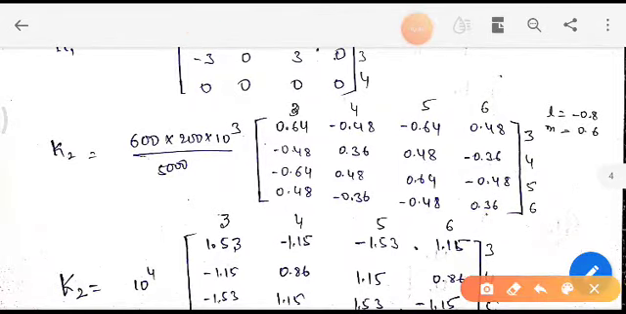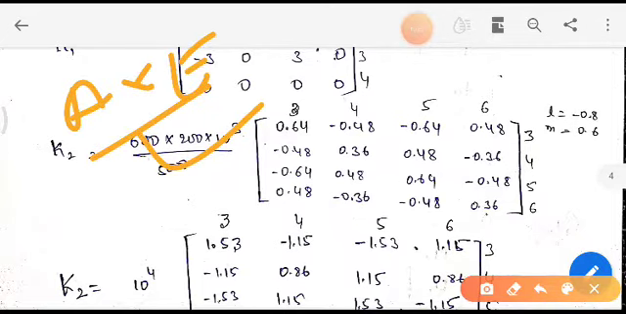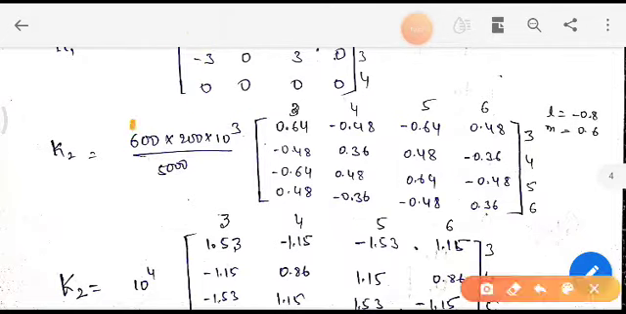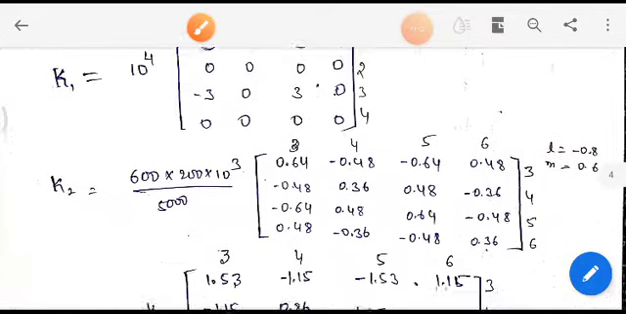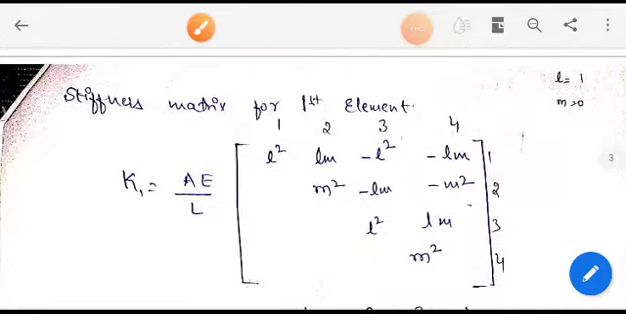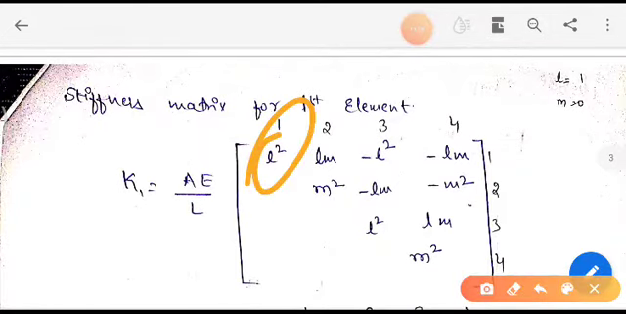Here again it is A into E divided by L, right? Here the cross sectional area is 600, Young's modulus is 200 into 10 raised to 3, length is 5000, and these are the direction cosines L and M for the second element. The second element direction cosines are L minus 0.8 and M 0.6. Again, L square is nothing but, if you see our matrix, here we have L square.